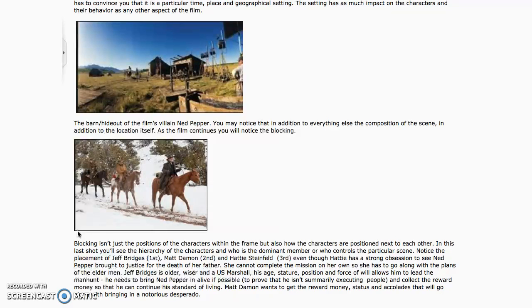Matt Damon wants to get the reward money, status, and accolades that will go along with bringing in a notorious desperado. So, this is just talking a little bit about how all these elements bring in the story. It really goes about selling how these characters do their work.